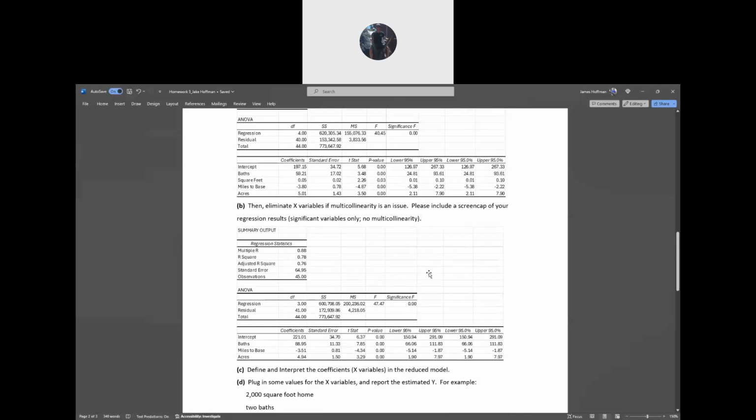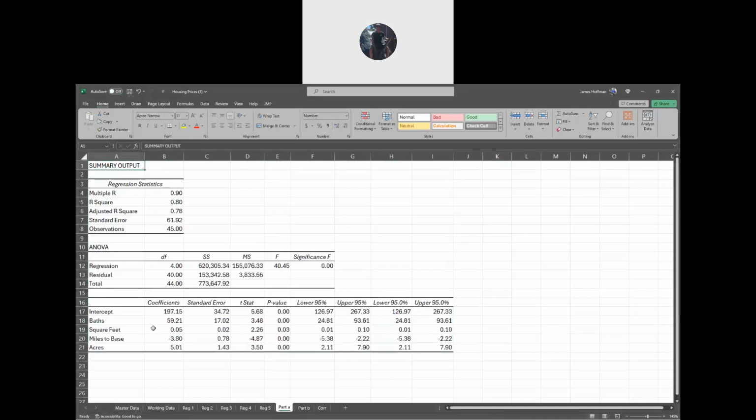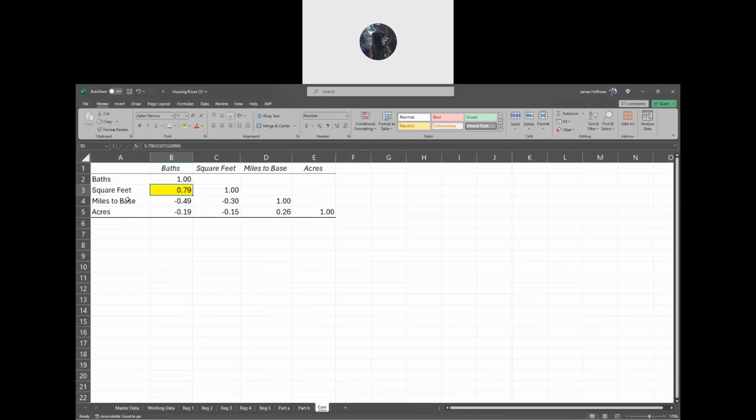So originally we had these four: Bass, square feet, miles to base, and acres, right? And the second diagnosis was to look at if any of these variables are correlated with each other. Yeah, I took it out after we determined that there was a correlation between Bass and square feet. That's why, because we looked at the correlation coefficient.